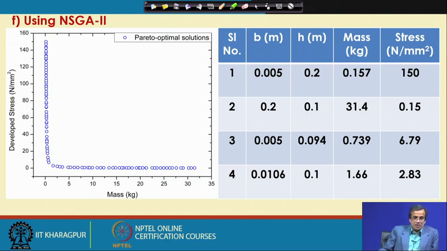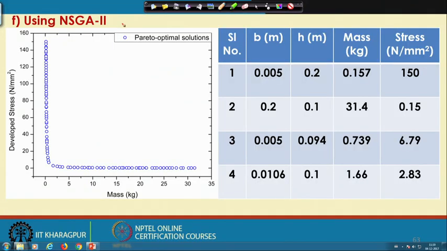Now, I am just going to discuss the principle of another efficient tool to obtain the Pareto optimal front of solutions, and the name of the algorithm is NSGA, that is, non-dominated sorting genetic algorithm. The second version, NSGA-2, I am just going to discuss. The principle I have already discussed, and now I am going to see, using the principle of NSGA-2, how to find the Pareto optimal front of solutions.